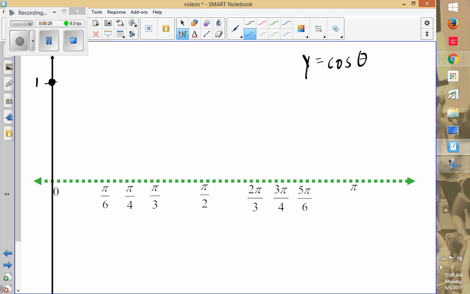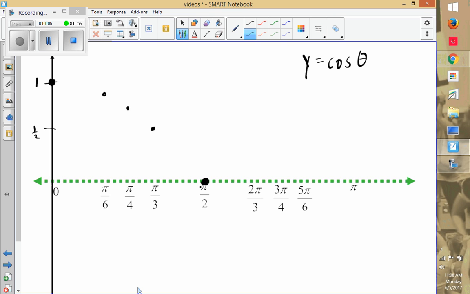So I have a point starting now up on the y-axis. The cosine of pi over 6 is the square root of 3 over 2, which is about 0.866. The cosine of pi over 4 is about 0.7. And the cosine of pi over 3 is about 1/2. The cosine of pi over 2 is 0.